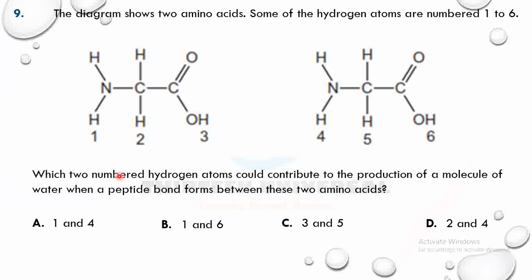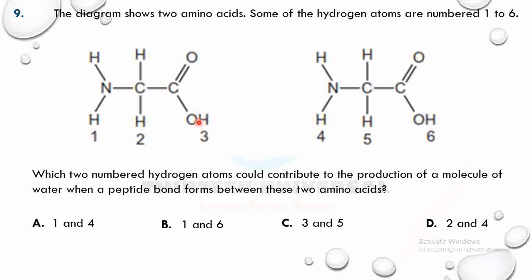During the formation of a peptide bond, the bond is formed between the terminal carboxylic group and the terminal amine group. So these two should form it. 3 and 4. Is there any option that has 3 and 4? Nope. Now 3 and 6 can't form it because they are both carboxylic groups.